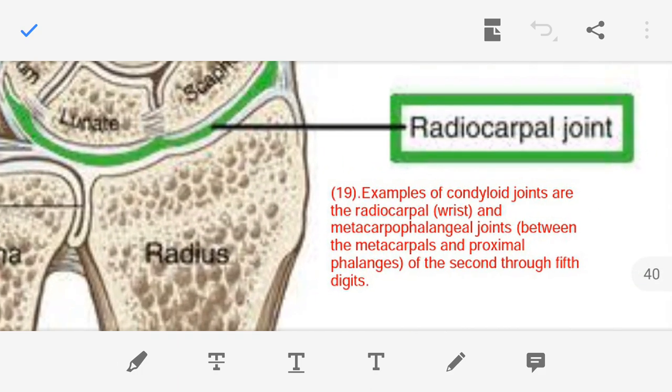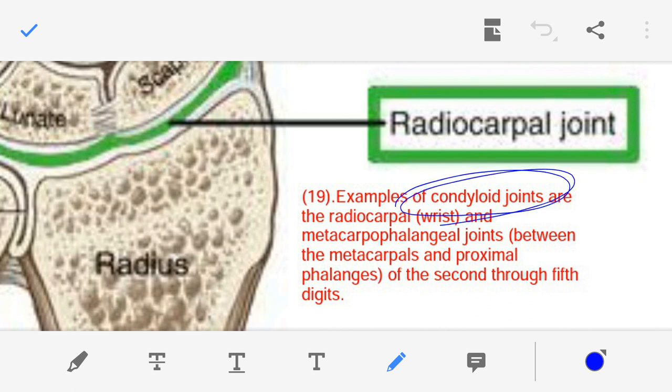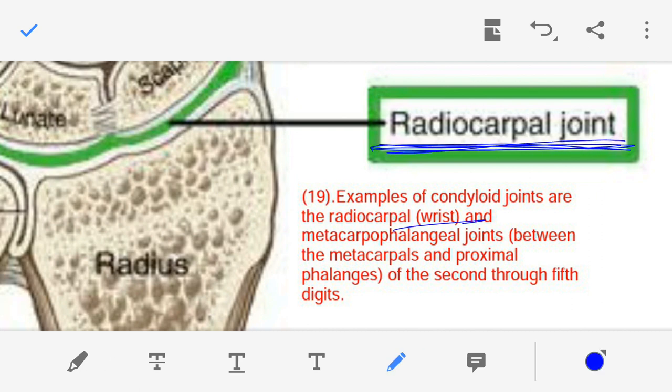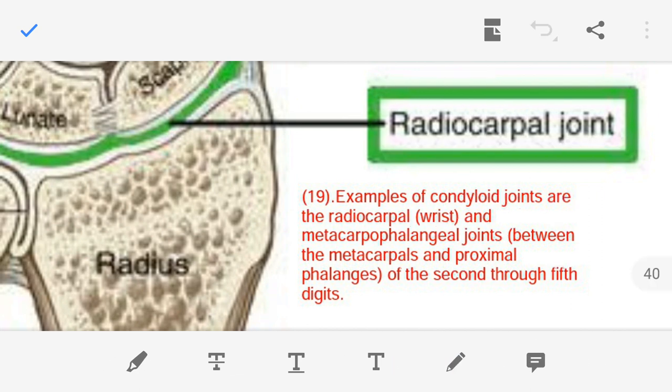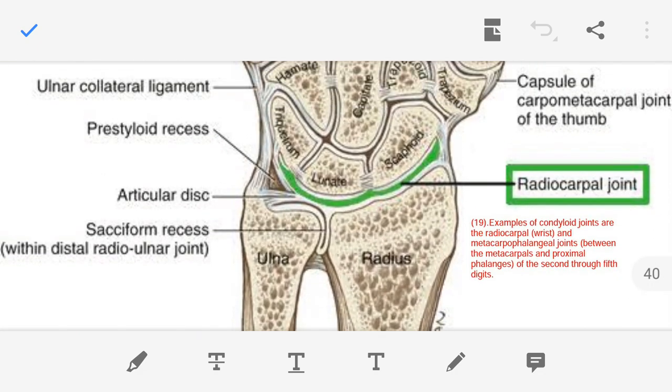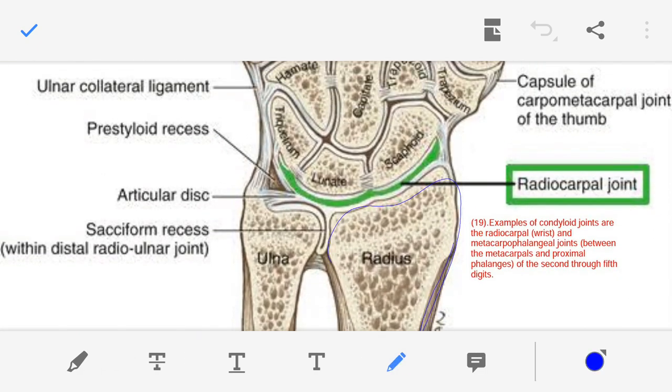Now one more example of the condyloid joint is the radiocarpal joint of the wrist. Here in the figure you can see this is the radius, and these are all carpals. Between the radius and the carpals, the green colored joint which is shown is the radiocarpal joint, and this radiocarpal joint is an example of a condyloid joint.